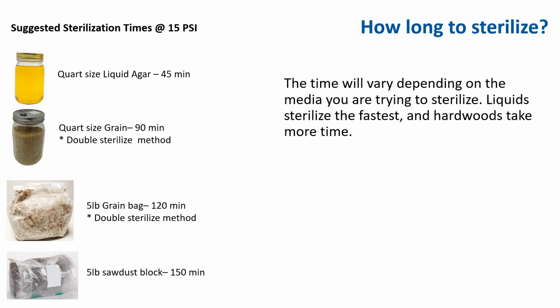And you can see here, if we have a quart-sized liquid medium, it will take about 45 minutes at 15 psi. For a quart-size grain or spawn, you need roughly 90 minutes. You need to use a double sterilization method. I'll mention more about this later on. A 5 pound grain spawn bag is roughly 120 minutes at 15 psi, and you need the double sterilization method as well. A 5 pound sawdust block, you just need 150 minutes at 15 psi.